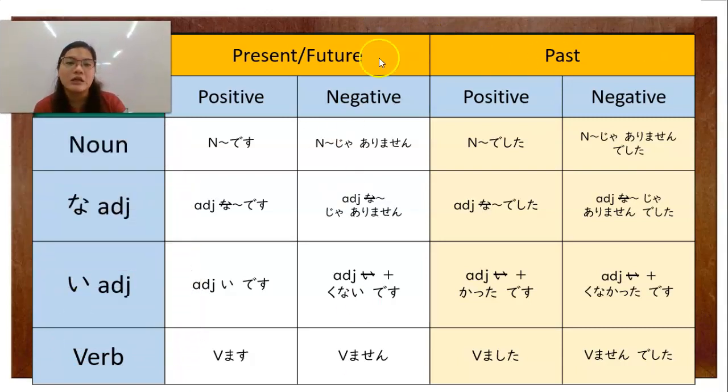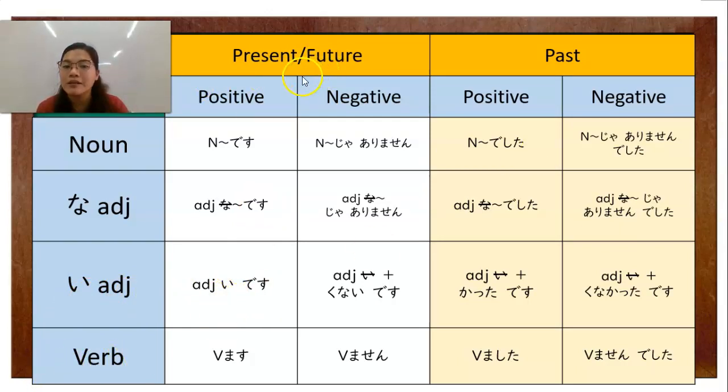Okay, so let's start from present, future, positive. So for noun, this is noun desu. Adjective is the same with the noun. This is na adjective and desu. Adjective with desu and verb masu.